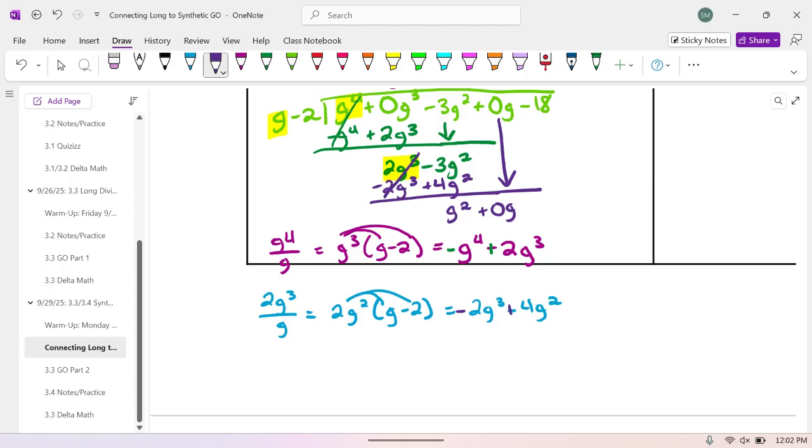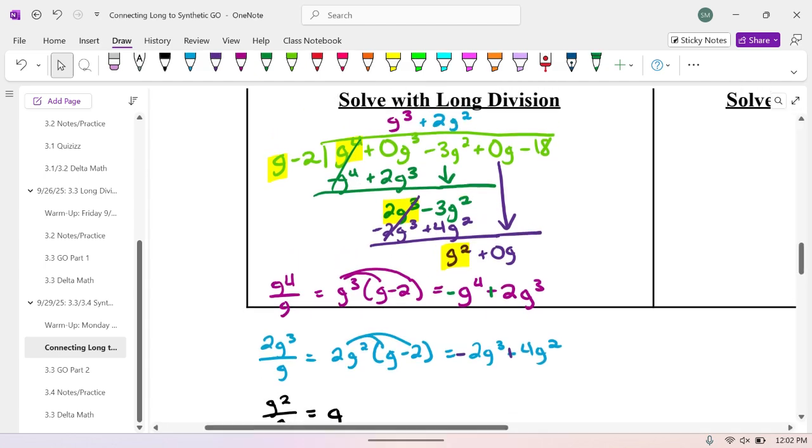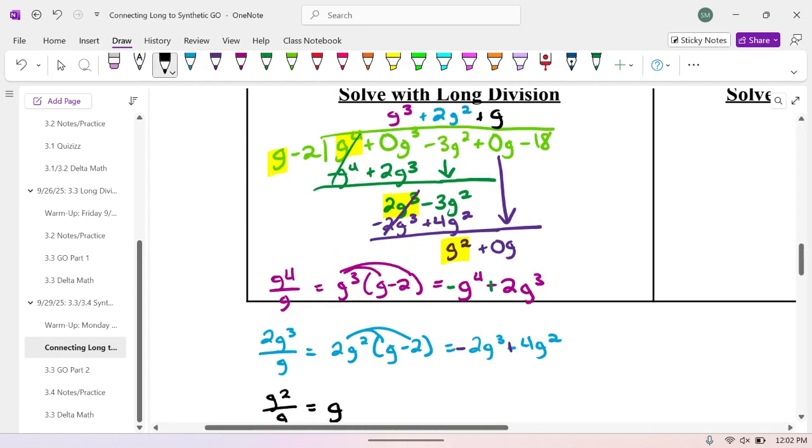Okay. You would take Problem 2 on that pink sheet. G squared divided by what? Okay, so first term divided by first term again, by g. So we get g, so I'm going to write it up here so I don't forget.